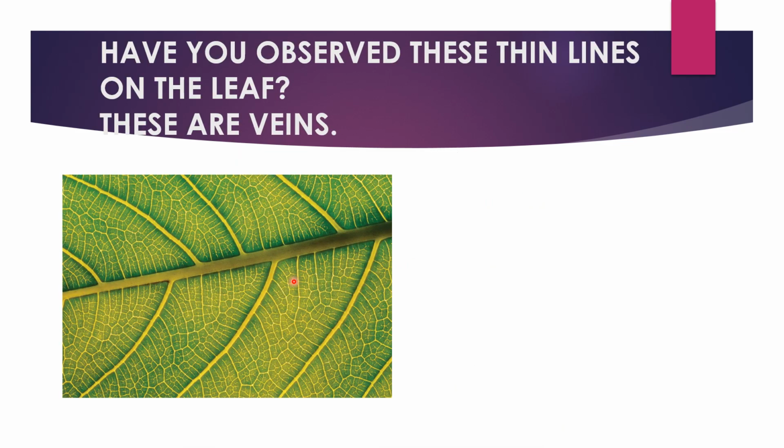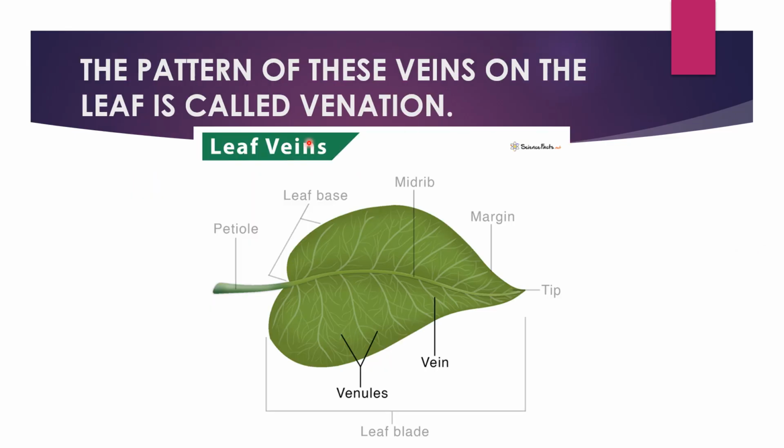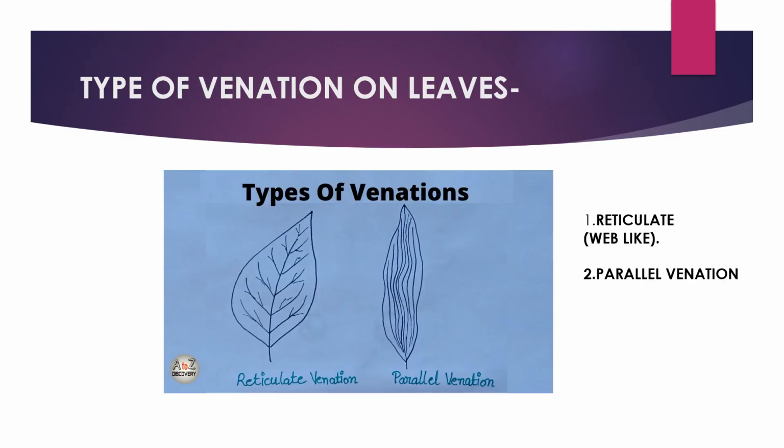So have you observed these types of veins or thin lines on the leaf? And what are these thin lines? These are called the veins of the leaf. The pattern of these veins on the leaf is called venation. So what is venation? It is the pattern of the veins present on the leaf.